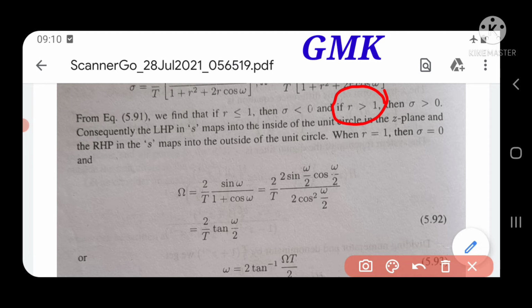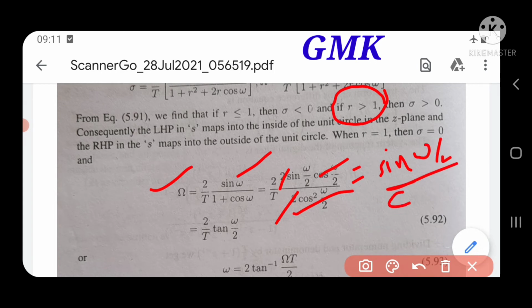Using the above equation, the omega value can be represented like this: omega is equal to 2 by T into sin omega by (1 plus cos omega). Sin omega can be represented as 2 sin omega by 2 into cos omega by 2, and 1 plus cos omega as 2 cos squared omega by 2. By using that formula, the cos omega by 2 gets cancelled, and the 2 also gets cancelled. So we have only sin omega by 2 over cos omega by 2, which is equal to tan omega by 2.